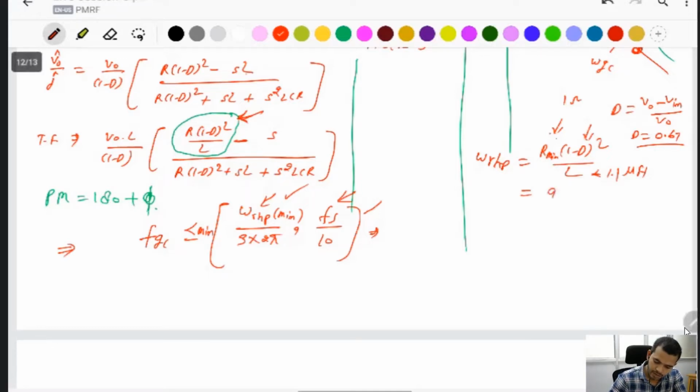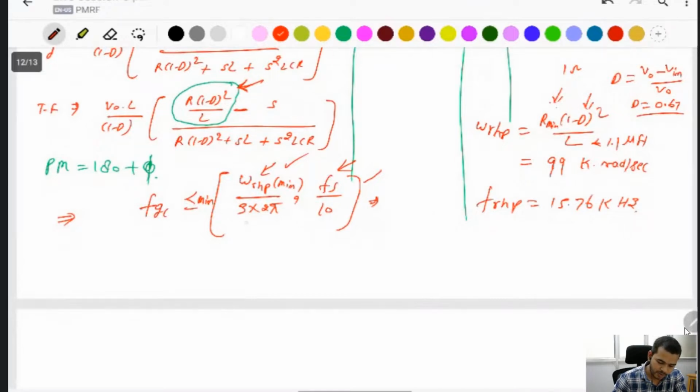I think 99 k radian per second. You convert it to frequency by dividing by 2 pi, then you find f RHP is equal to 15.76 kilohertz.